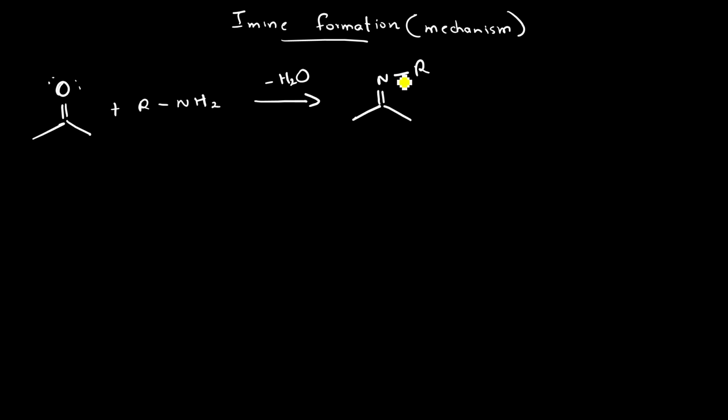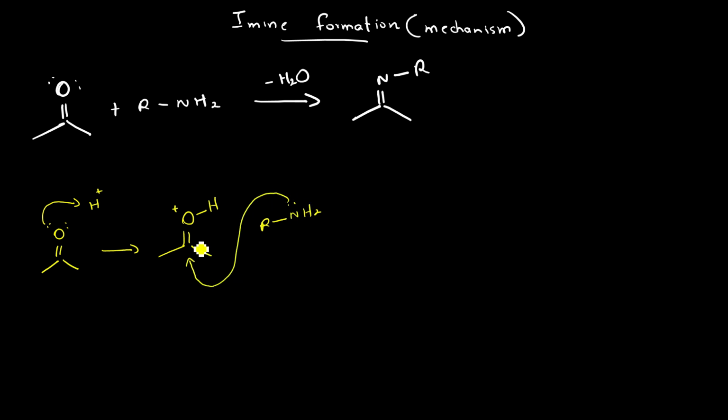Okay, so now we are going to talk about the mechanism, how this reaction proceeds. First of all, let's take our ketone here. The first thing that happens is there is water, or any source of a proton. Let's take a proton. So this oxygen will attack our proton, which gives us a positively charged ion. Now the amine comes into the mechanism, with a lone pair on the nitrogen which will attack our carbonyl center.